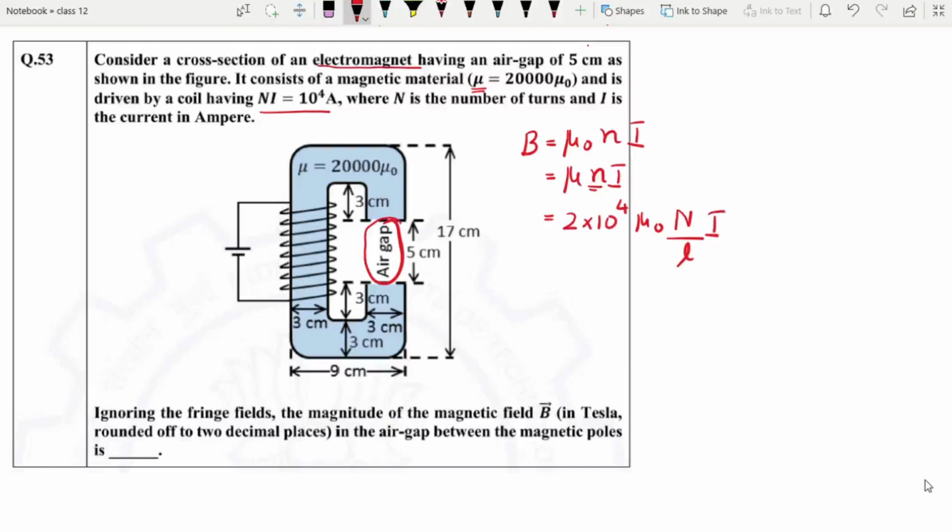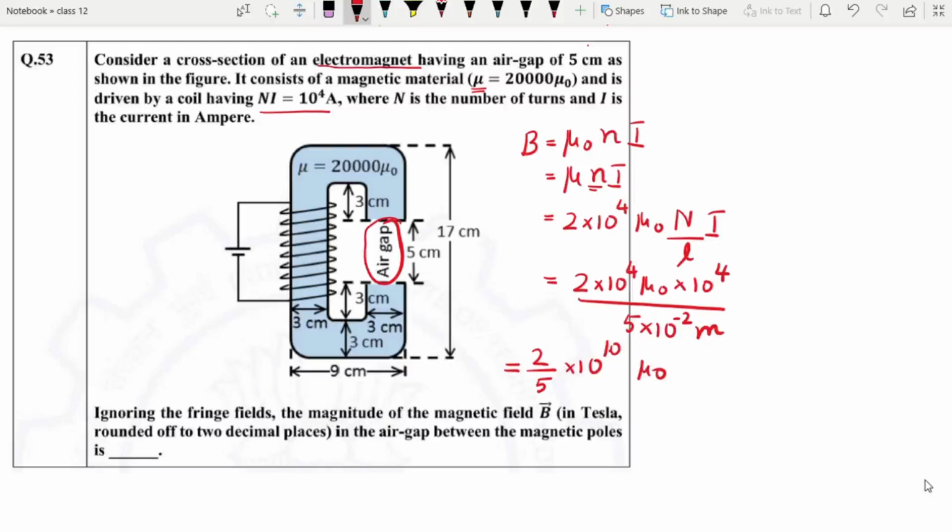In the question they have given the value of N I, so it will be 2 into 10 raised to 4 mu naught into 10 raised to 4 divided by the length of the coil. It is equal to the length of the air gap, so that will be 5 into 10 raised to minus 2 meter. So when we simplify it, we will be getting 2 by 5 into 10 raised to 10 into mu naught.